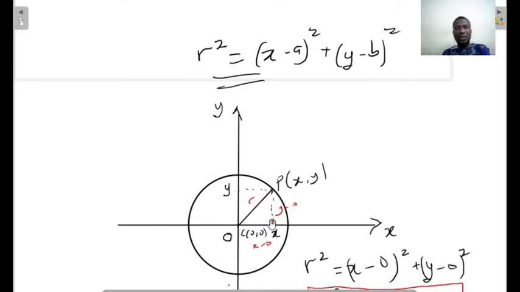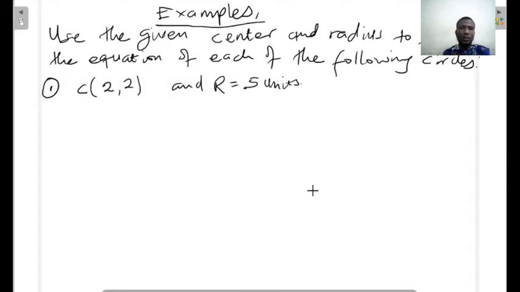So let's take some quick examples to show this. The general instruction is: use the given center and radius to find the equation of each of the following circles. And the first question is a circle with center coordinate 2, 2 and radius 5 units.